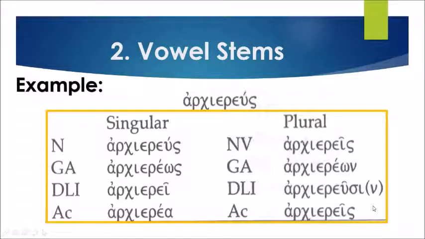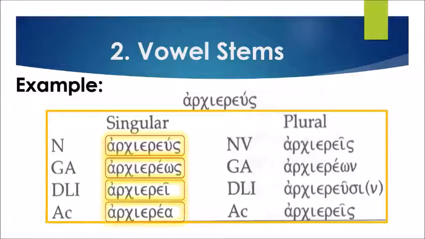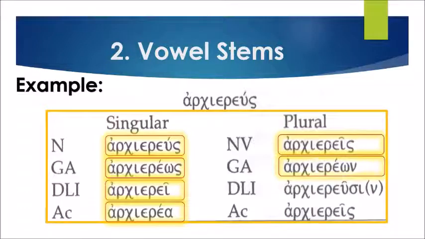All right, let's read the conjugation of the vowel stem archiereus. Ready? Begin. Archiereus, archiereos, archierei, archierea, archiereis, archiereon, archiereusi, and archiereis. Very good. So that is the example for the vowel stem with the epsilon upsilon endings.